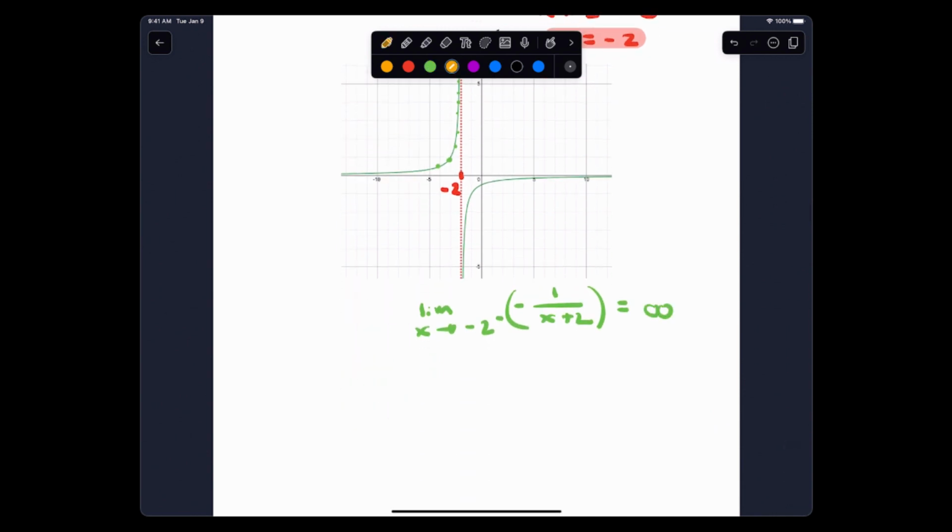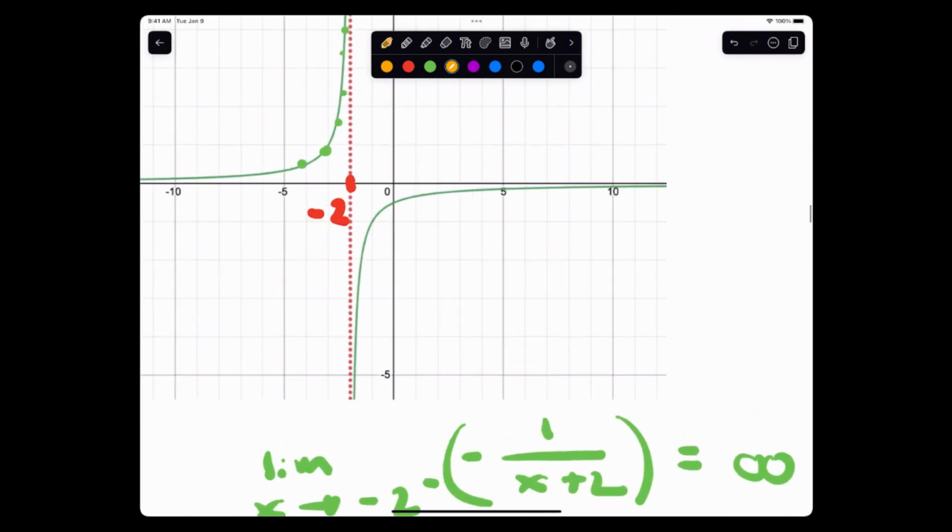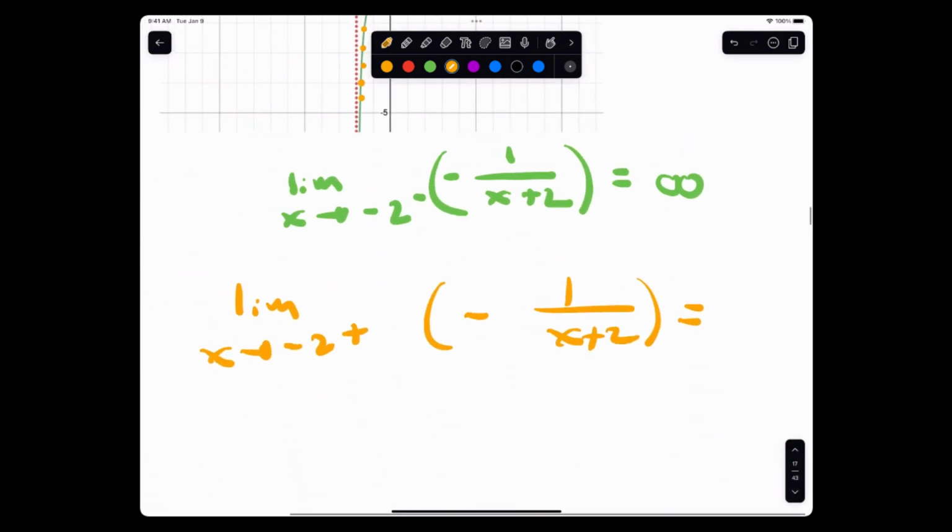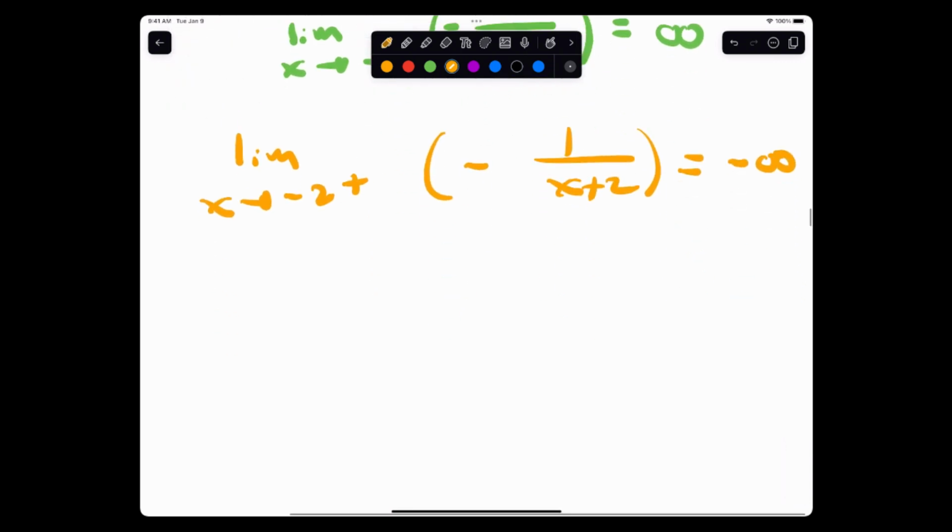Let's change the color. Limit as x goes to -2 from the right of negative 1 over x plus 2. Where are you going now? That's negative infinity. Is that right? All right. Then what does that mean, generally speaking?